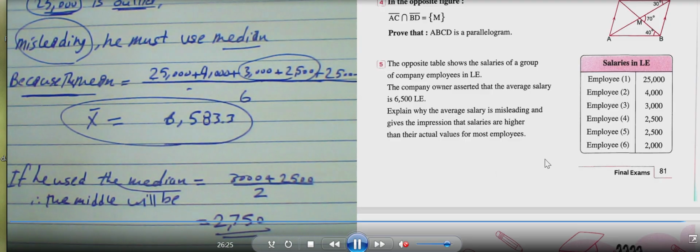So he must use the median. The result of the mean is wrong. 6,538 gives us the misleading result in this example. So he must use the median to get the actual value, 2,750.